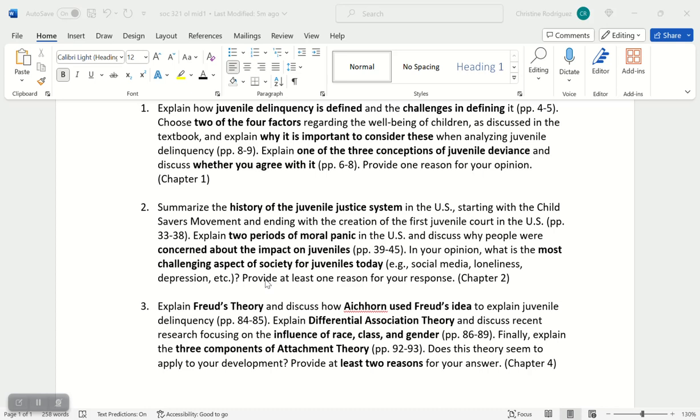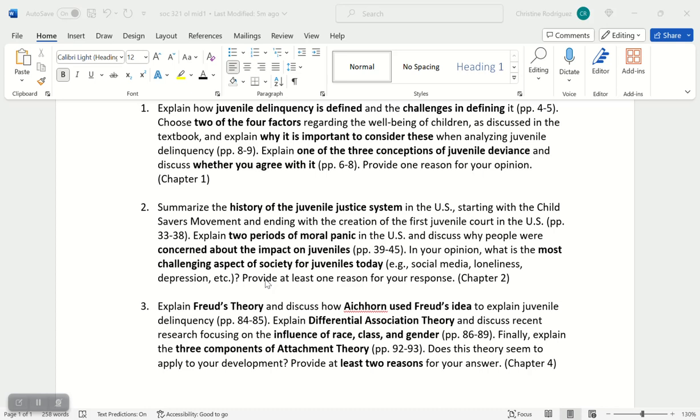The first question is from Chapter 1. It asks, explain how juvenile delinquency is defined and the challenges in defining it. If you review the pages listed there, you will recognize that not everyone agrees on how to define juvenile delinquency. So make sure that after you define it, you describe what those challenges are.